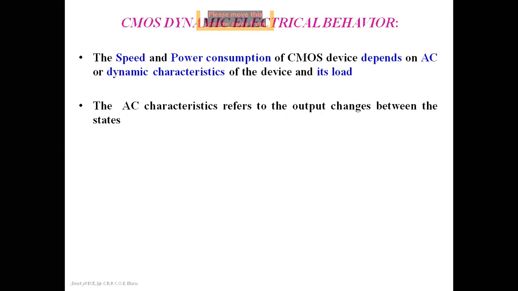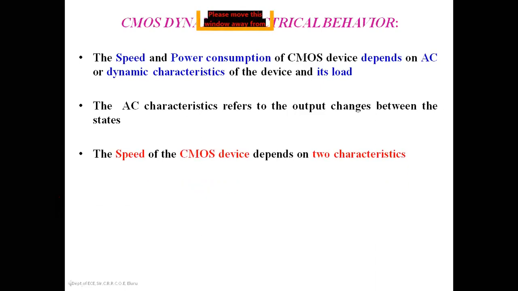So here now, what are the dynamic characteristics? The dynamic characteristics of the CMOS device are the speed and the power consumption. So we will discuss the speed and power consumption. And here, the speed of the CMOS device depends on two characteristics: the transition time and the propagation delay.